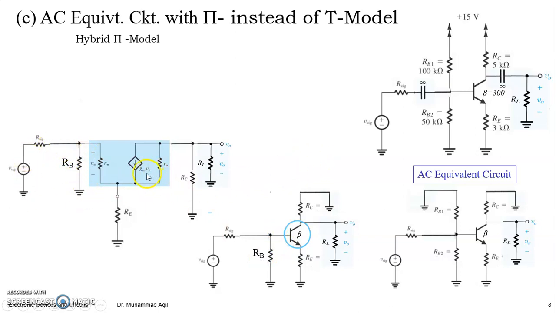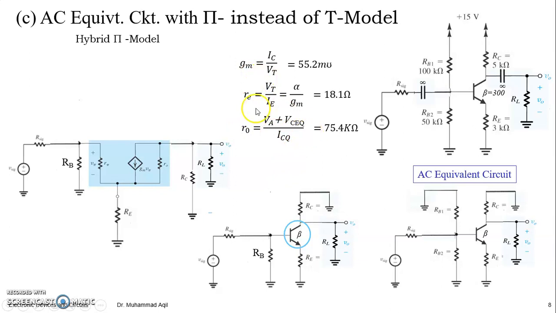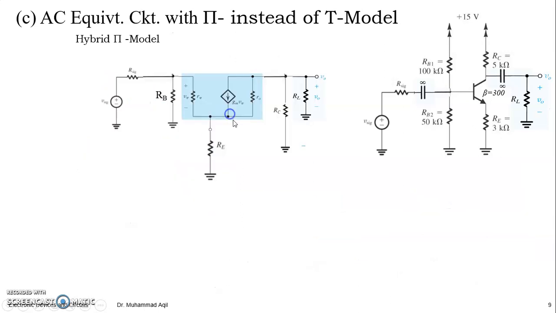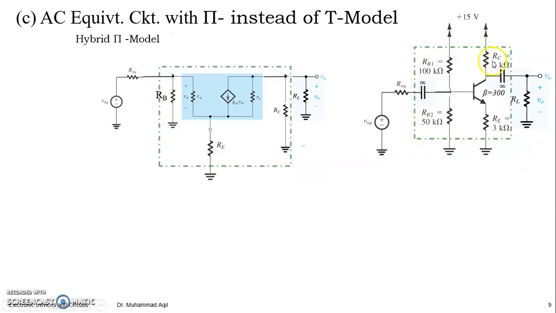So here we have the AC model parameters. We have to find gm and r0. Do we need to find re? No, because here r pi is present. So we have to find r pi. So r pi is this one. So this is our stage. Actually, this was our stage, but with the pi model, this would be our stage.